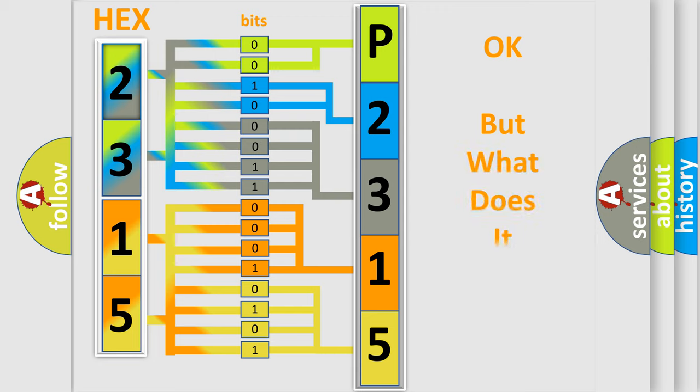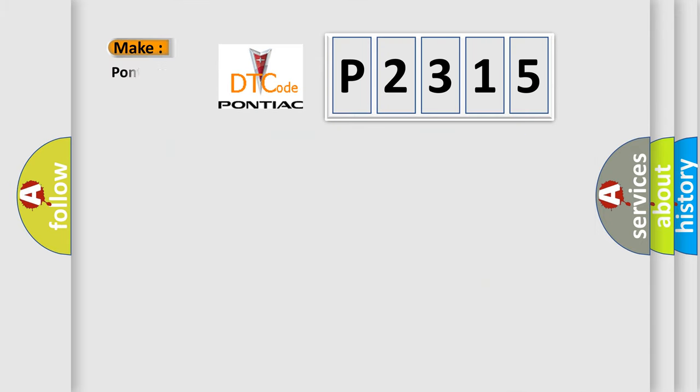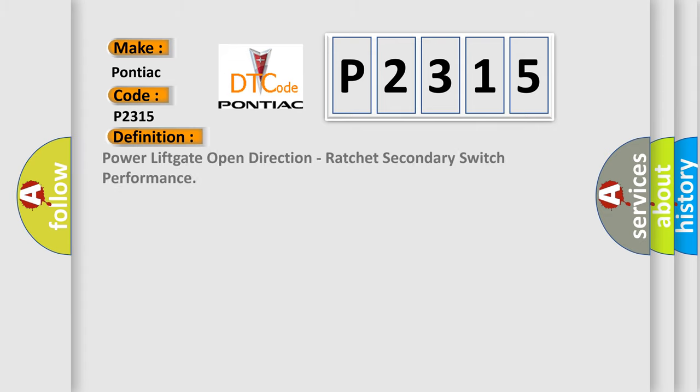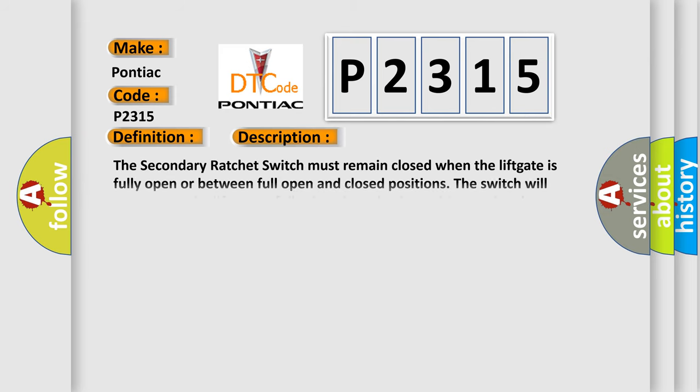The number itself does not make sense to us if we cannot assign information to what it actually expresses. So, what does the diagnostic trouble code P2315 mean specifically for Pontiac vehicles? The basic definition is: power liftgate open direction, ratchet secondary switch performance. And now this is a short description of this DTC code.